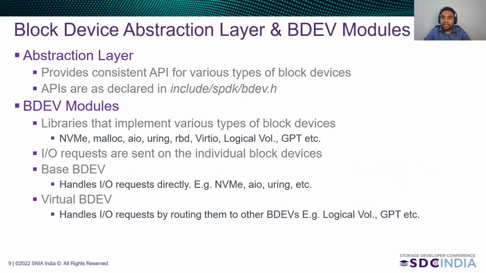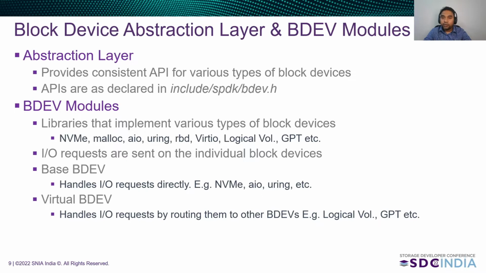The block device layer is divided into two parts. One is the block device abstraction layer and the other is the block device modules. The abstraction layer provides a consistent API for various types of block devices. APIs can be invoked directly by the SPDK applications.